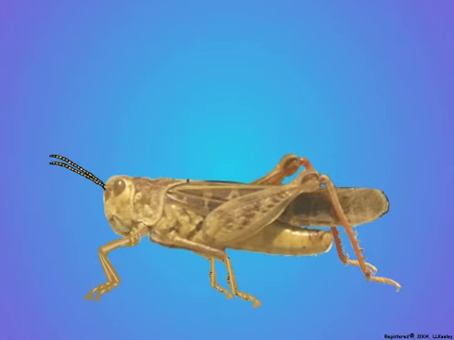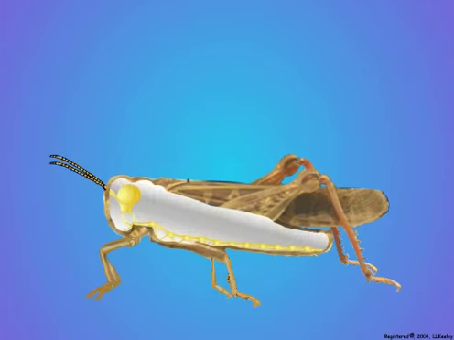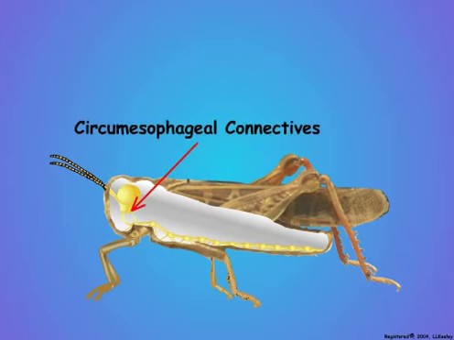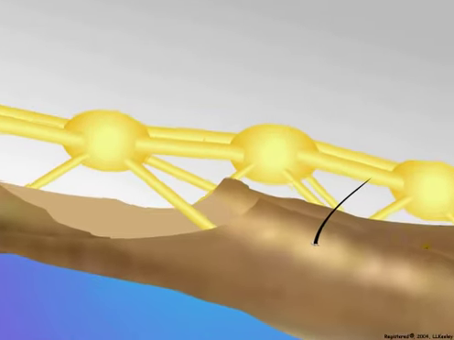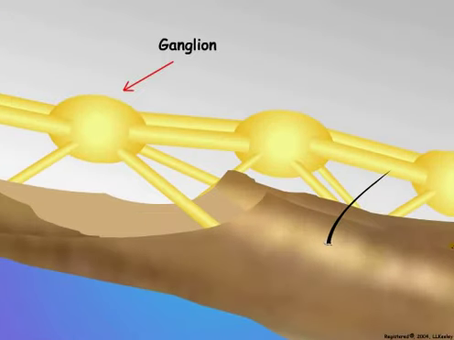Using a grasshopper as our model, let's briefly explain the organization of the insect central nervous system. The insect central nervous system consists of a brain that is connected by a pair of nerves that pass around the esophagus and connect to a nerve cord on the ventral side of the insect body. The ventral nerve cord generally consists of a ganglion in each segment with the ganglia interconnected by paired nerves.